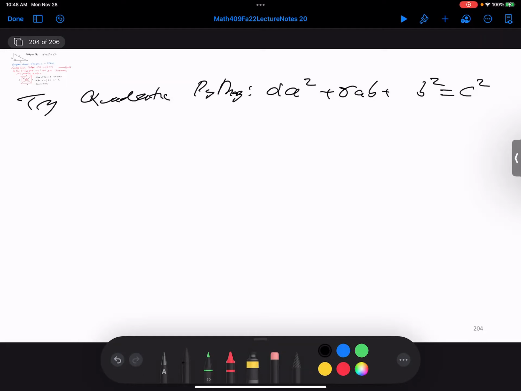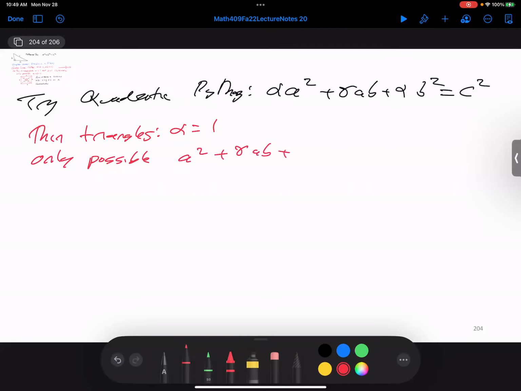They have to be the same by symmetry, right? And then if you look at thin triangles, what must be true about alpha? 1. So the only possible form is a squared plus gamma ab plus b squared equals c squared.